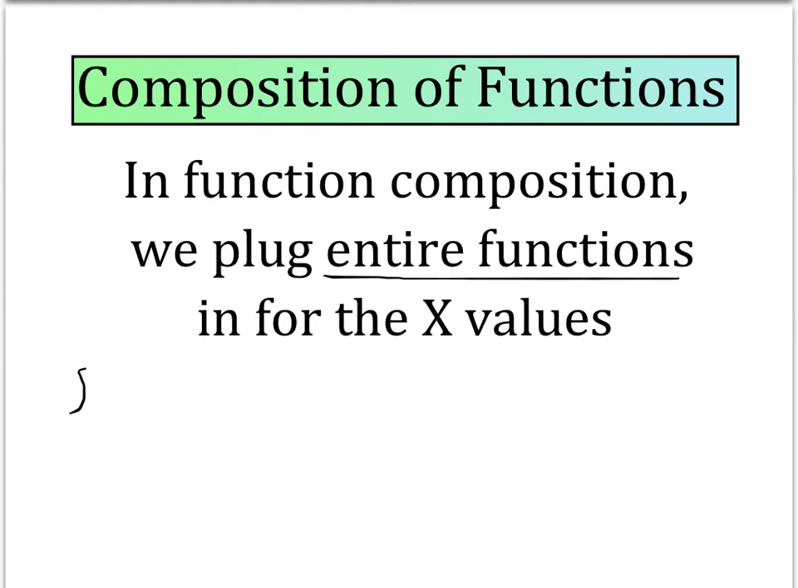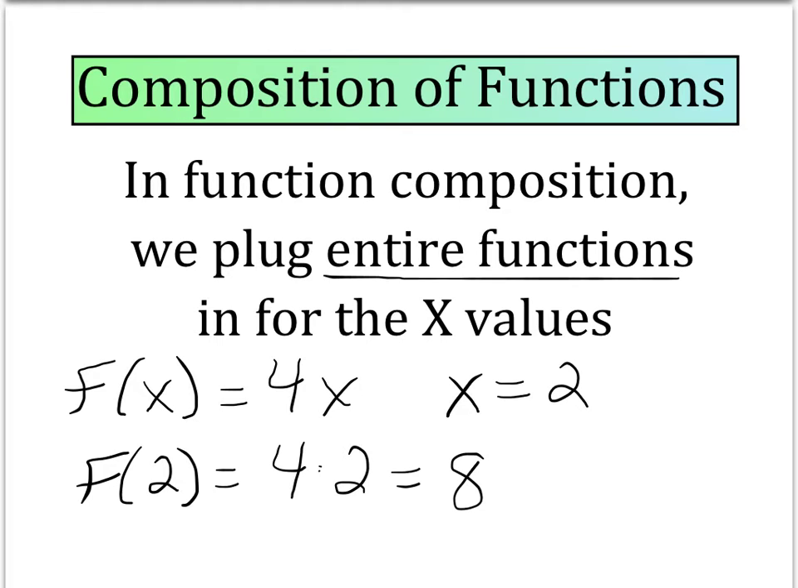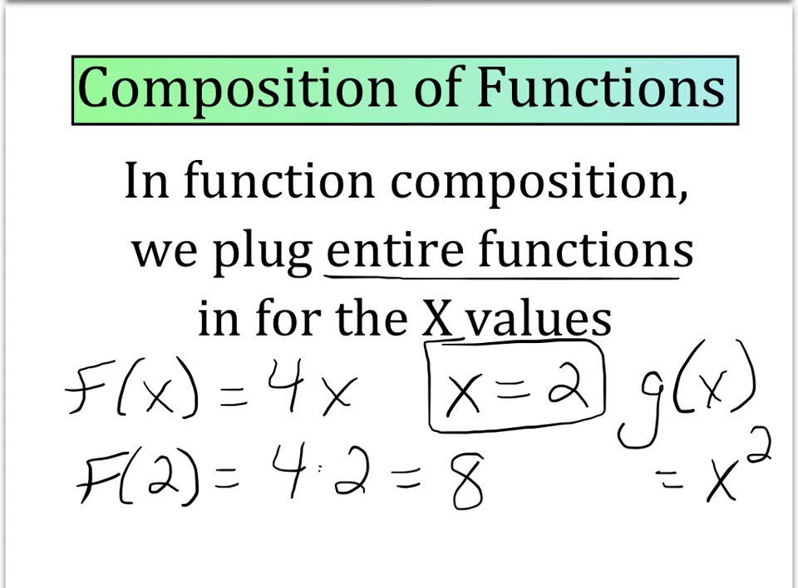Normally what you would have is something like this. You'd have f of x equals 4x, and then I would say, evaluate that when x equals 2. When the function was being evaluated at 2, all you would do is plug in for that x. Now the only difference is, instead of this being an x value, it's going to be a function like g of x equals x squared. We'll do examples of these. So this is composition of functions.